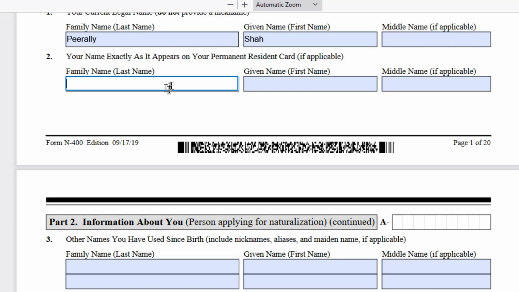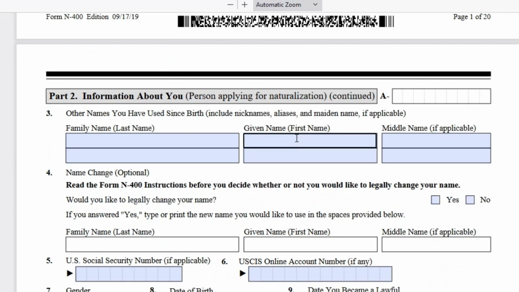Then other names used, okay? A lot of people, you will see they have combinations of names, or mistakes on their names that make combinations. So you need to mention this here.